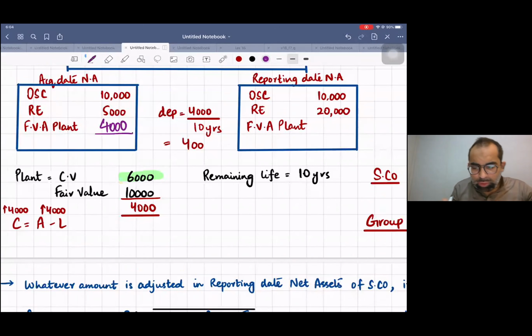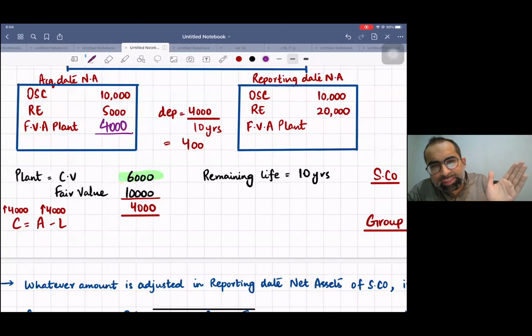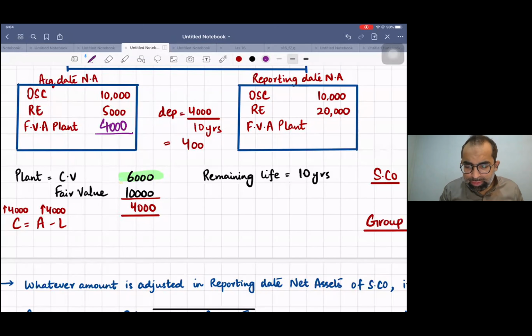At the acquisition date, you will adjust 4,000. Okay. Now, what are you going to do in the reporting date? Now, as this is a depreciating asset, definitely there will be some extra depreciation on this revaluation. Obviously, this revalued amount will also be depreciated. So as the life is 10 years, 4,000 divided by 10 is 400.